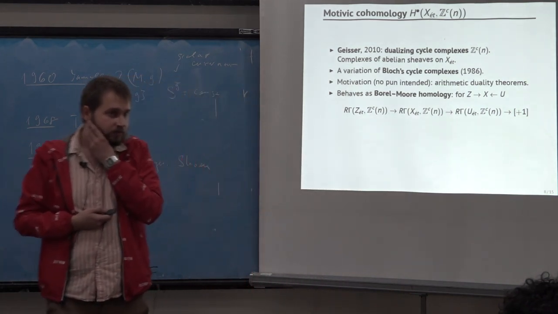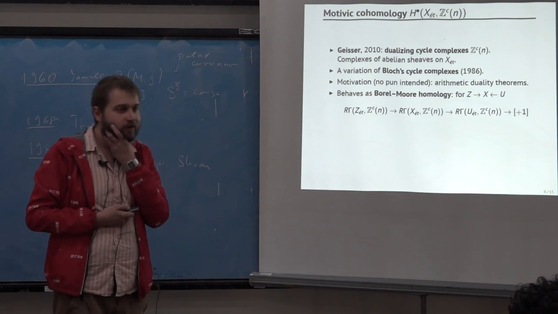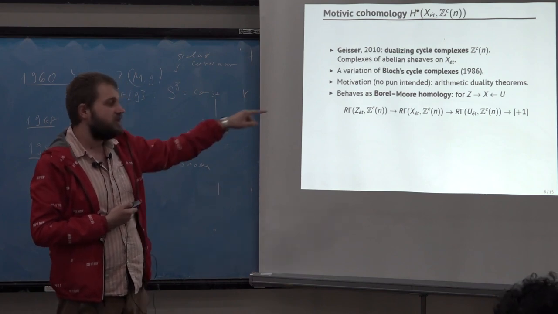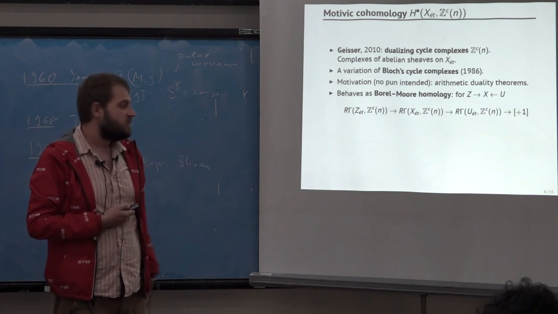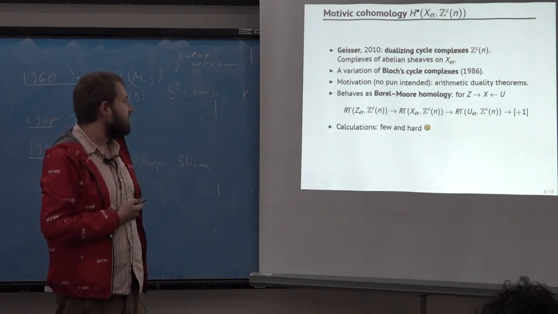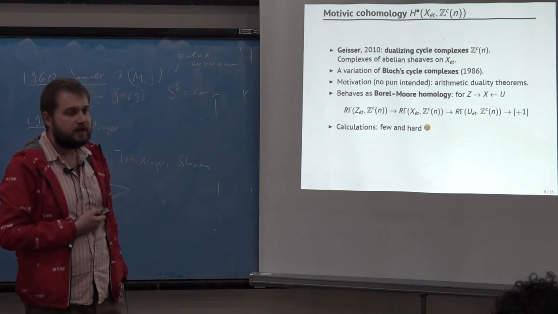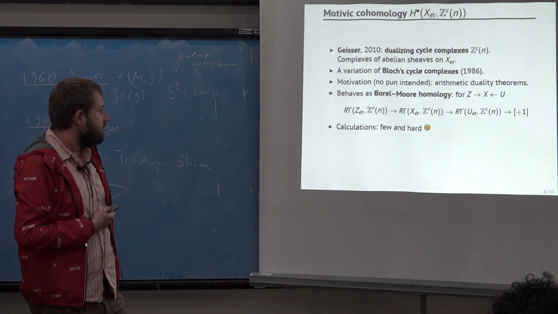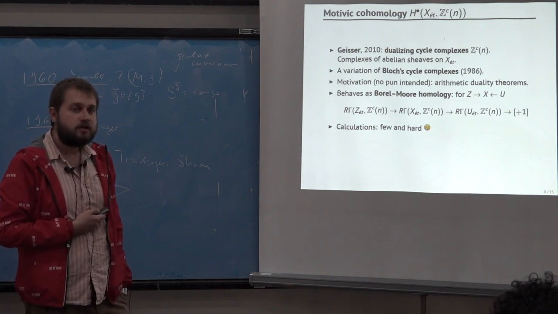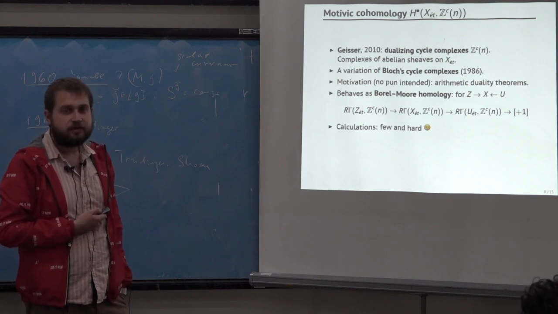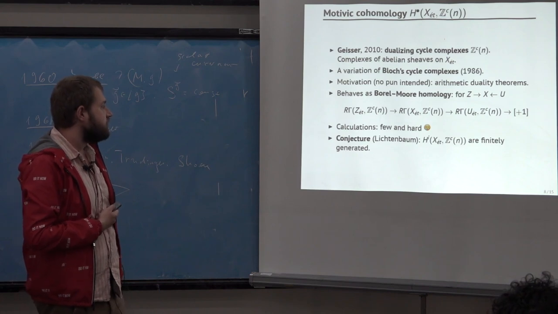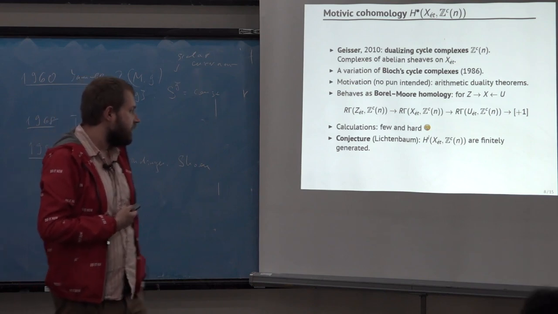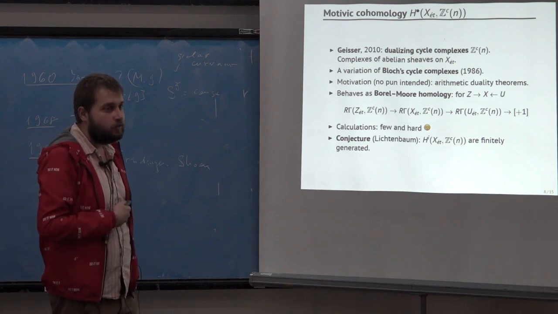And well, maybe Borel-Moore homology is not as well known as cohomology with compact support, but basically it is the Verdier dual to the cohomology with compact support. For compact support, normally you have U, then X, then Z, and this one goes the other way. The bad thing about this motivic cohomology is that the calculations are really few and hard. We know full calculations only for very specific cases. And actually, it is suspected but not even known that these cohomology groups are finitely generated. But to proceed, we need to assume this conjecture that these cohomology groups are finitely generated. This is some version of a conjecture by Lichtenbaum, and we are going to assume it.